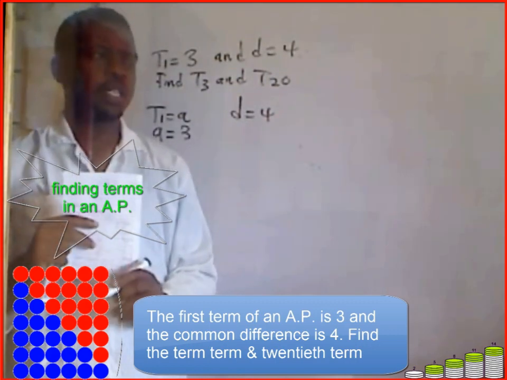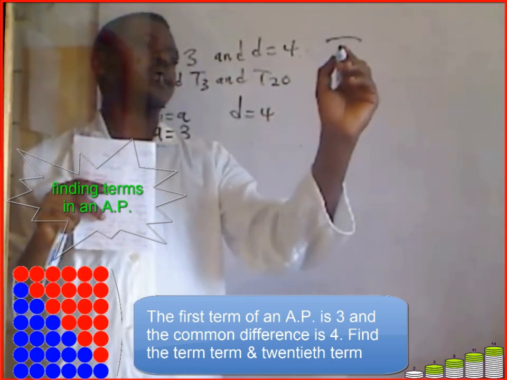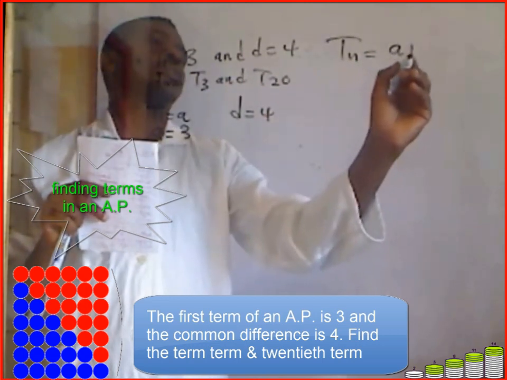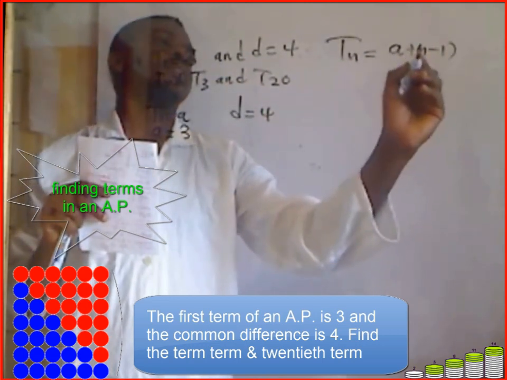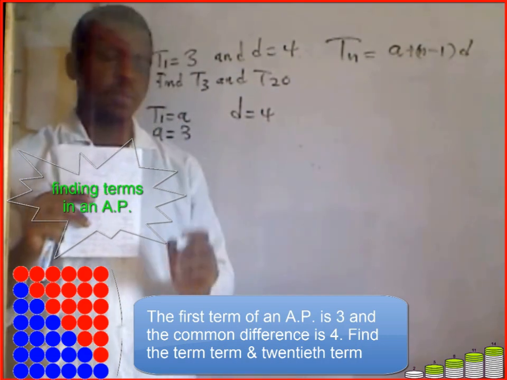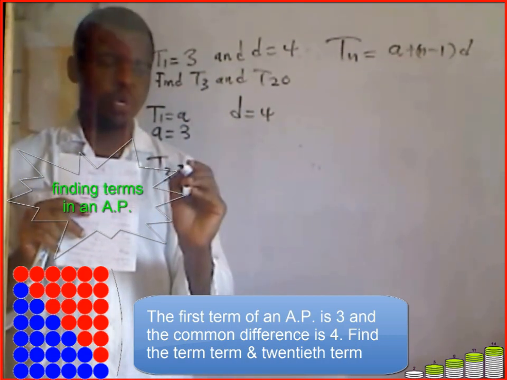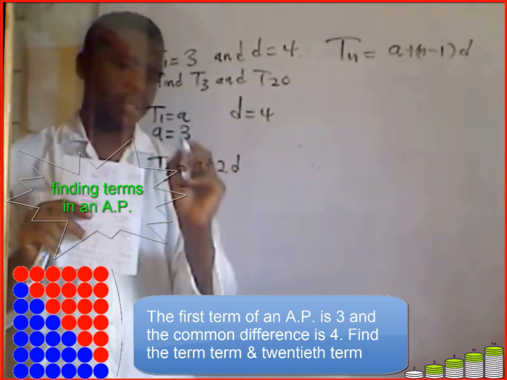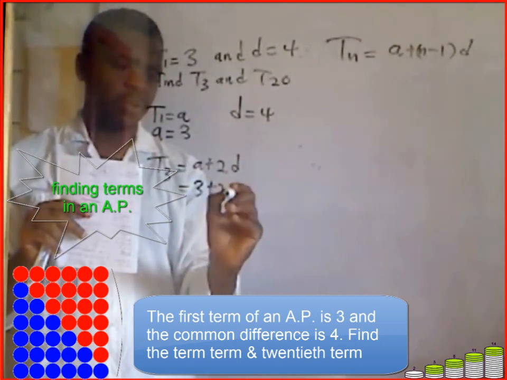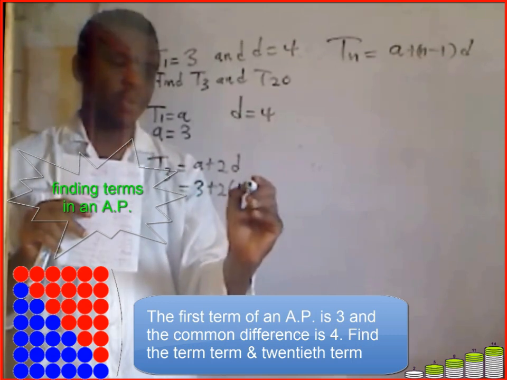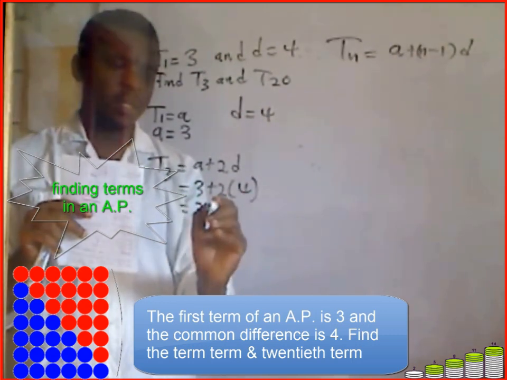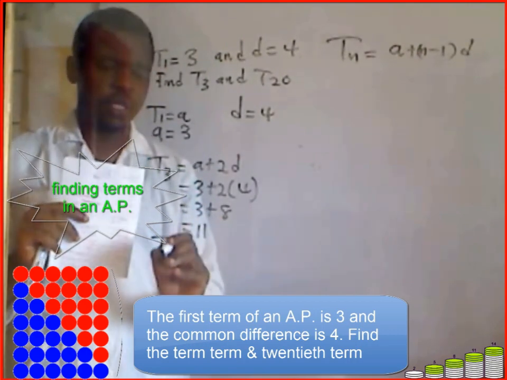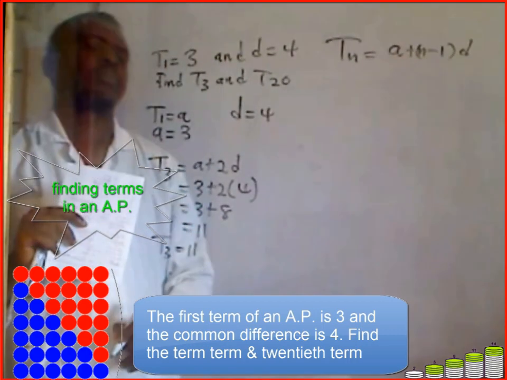Going from our general formula, Tn is equal to A plus n minus 1 times D. So here I have T3 will be equal to A plus 2D. This is 3 plus 2 times 4. It's 3 plus 8, which gives us 11. So T3 is equal to 11.